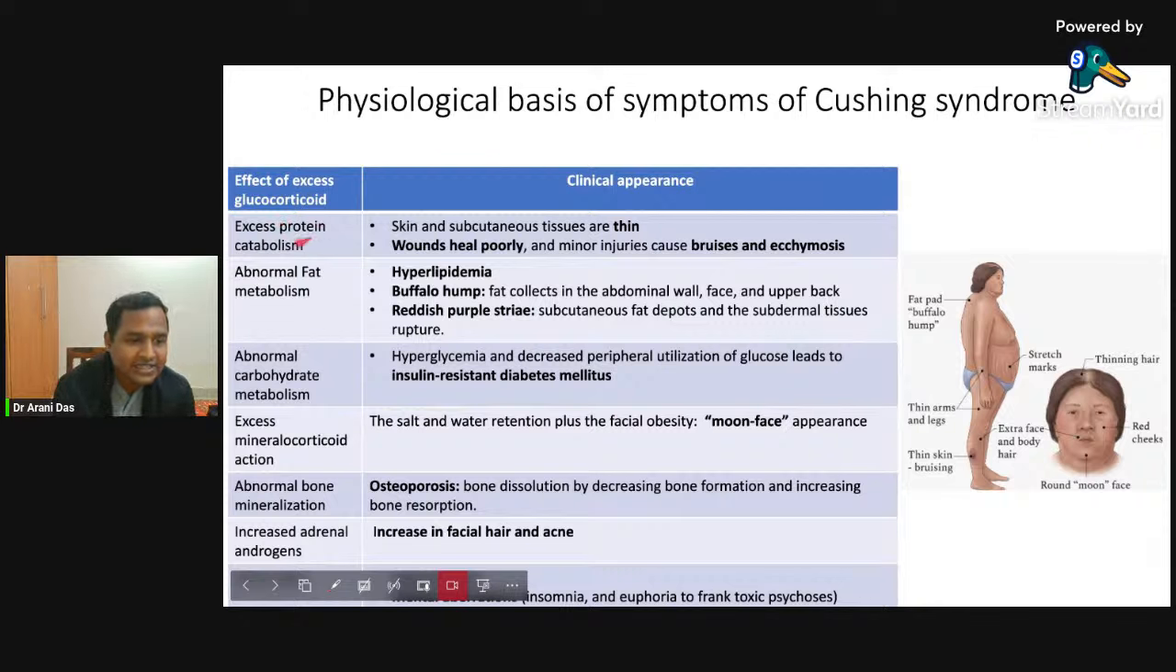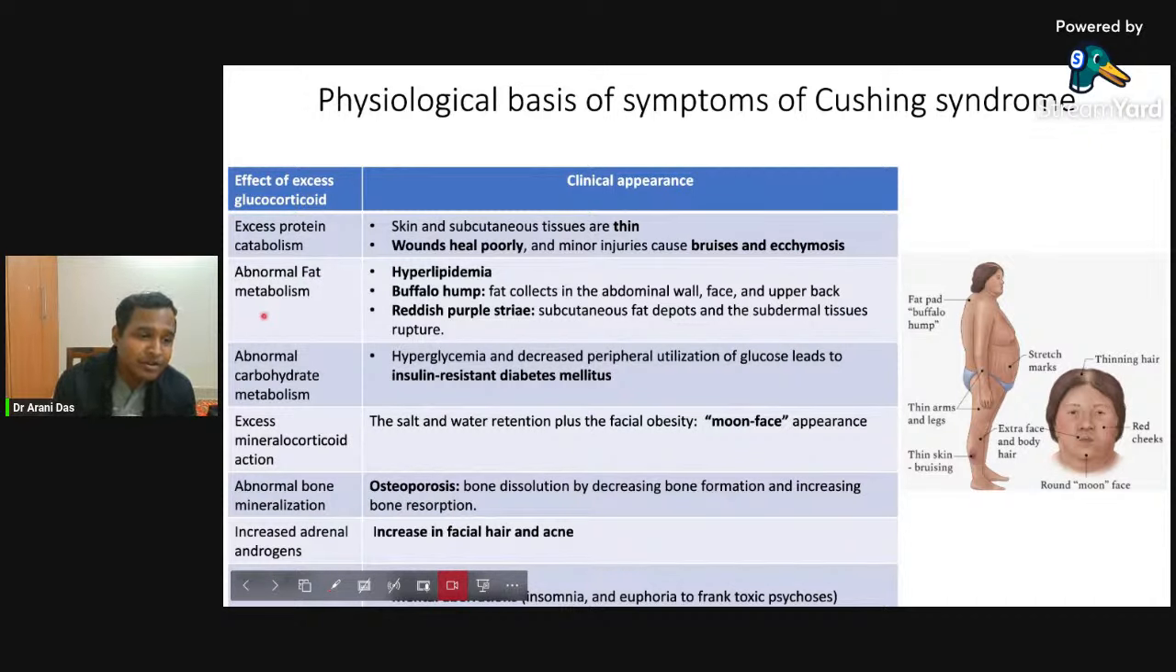To start with, excess protein catabolism will be there. That leads to thin skin and subcutaneous tissue, poor wound healing, and can produce bruises and ecchymosis. Now, in terms of terminology, bruises mean any discoloration of the skin because of underlying capillary rupture. Ecchymosis is basically underlying bleeding, meaning capillary rupture, and if there is bleeding, that produces ecchymosis.